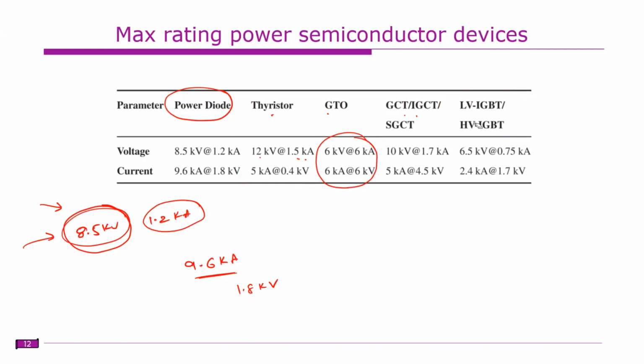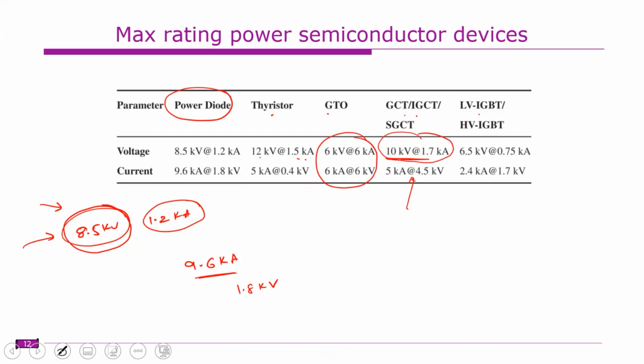And we have other devices, that is the IGCT. We have a 10 kV, 1.7 kiloampere device available, and a 5 kiloampere device with 4500 volts blocking capacity. IGCTs are available.